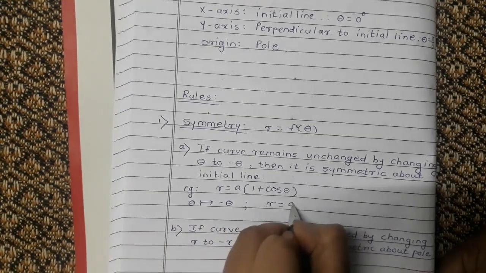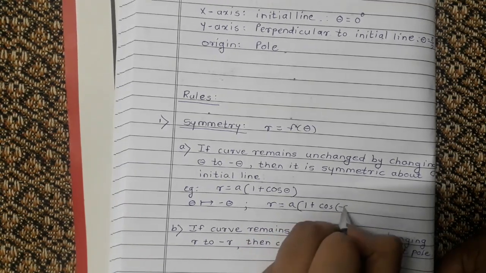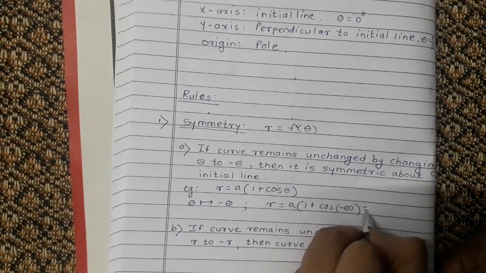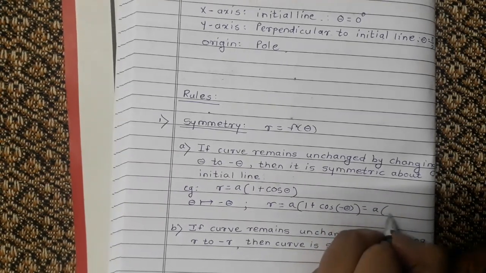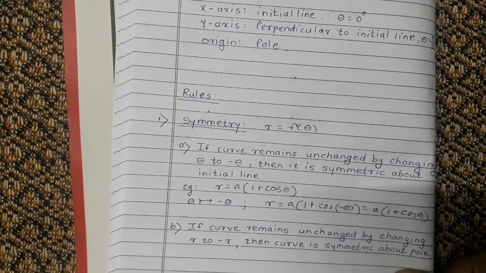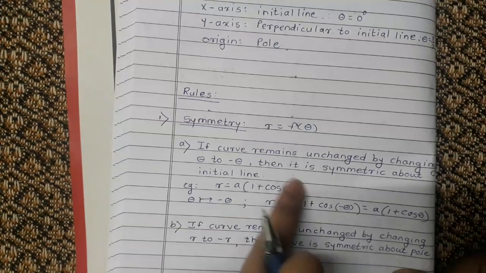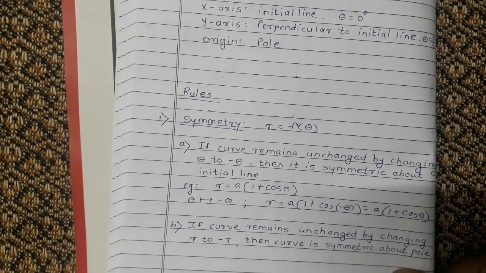R is equal to a into 1 plus cos of minus theta. But cos of minus theta is the same as cos theta. So this is the same as a into 1 plus cos theta. So the given curve remains the same as it is. That means when we trace the curve, this curve is going to be symmetric about the initial line.